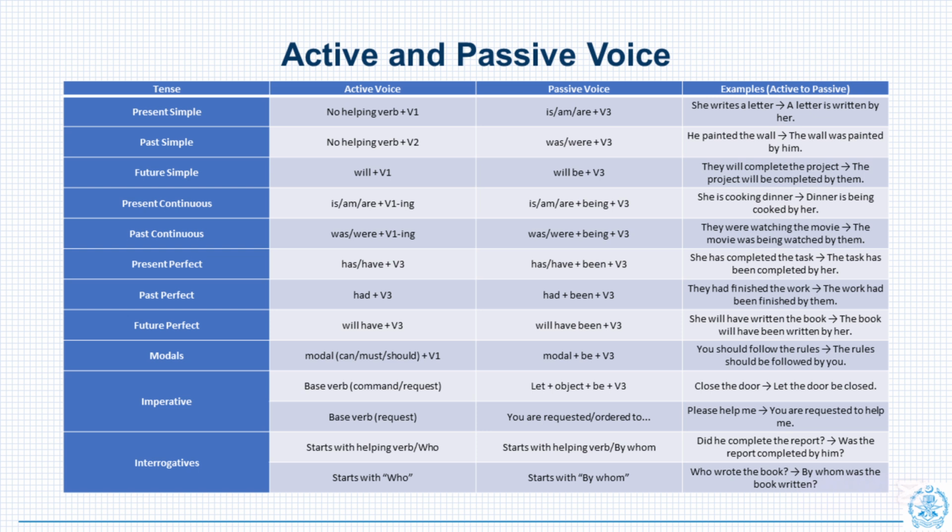When there is will, you just simply add be. When there is ing in the active sentence, there will be being in the passive sentence. Repeating ing in the passive voice. If there is has, have, or had, just add been in the sentence. And since we added be with will, the modal verbs will be dealt the same way. Also tell them that only the third form of verb will be used in the passive sentences.